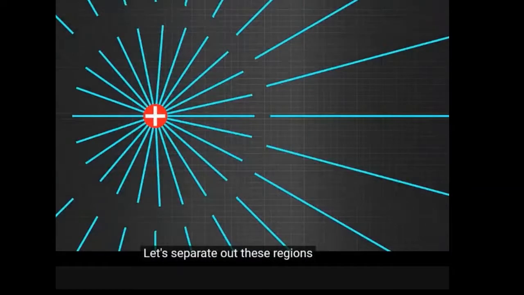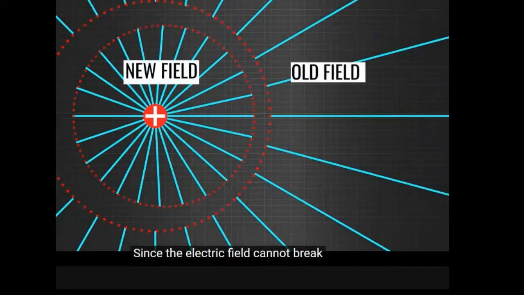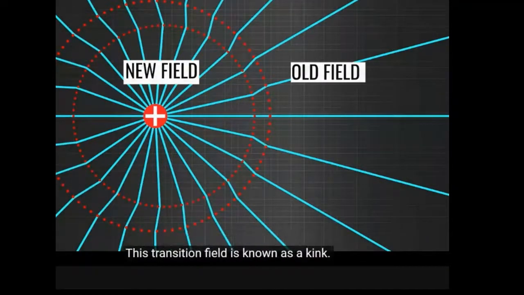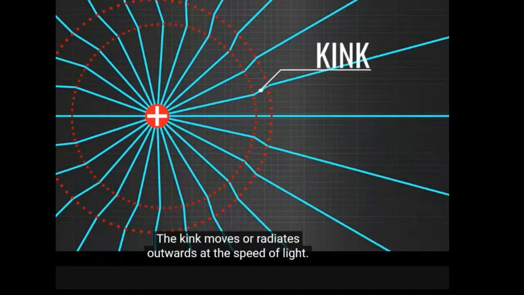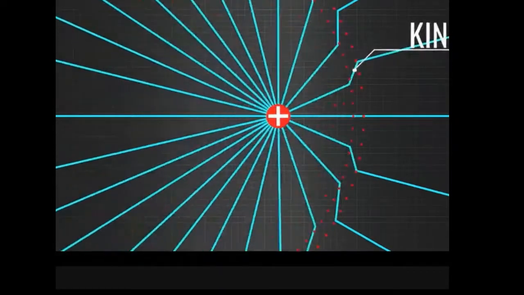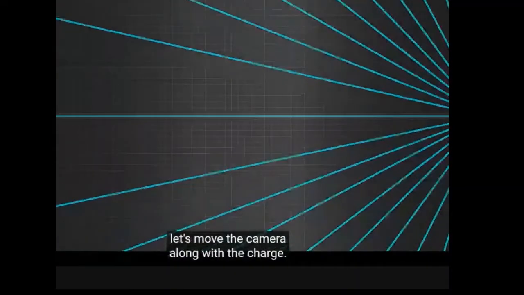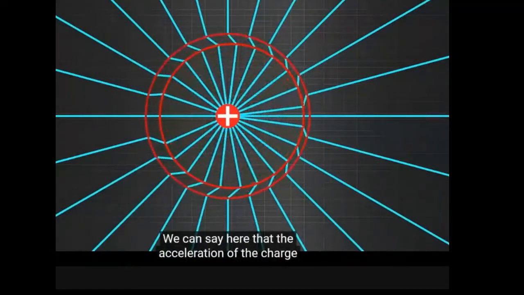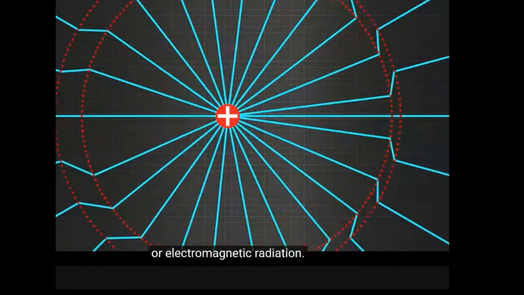Let's separate out these regions with the help of 2 circles. Since the electric field cannot break, the field between these distances must transition. This transition field is known as a kink. The kink moves or radiates outwards at the speed of light. To show the kink animation in a clear way, let's move the camera along with the charge. We can say here that the acceleration of the charge has caused an electromagnetic disturbance or electromagnetic radiation.